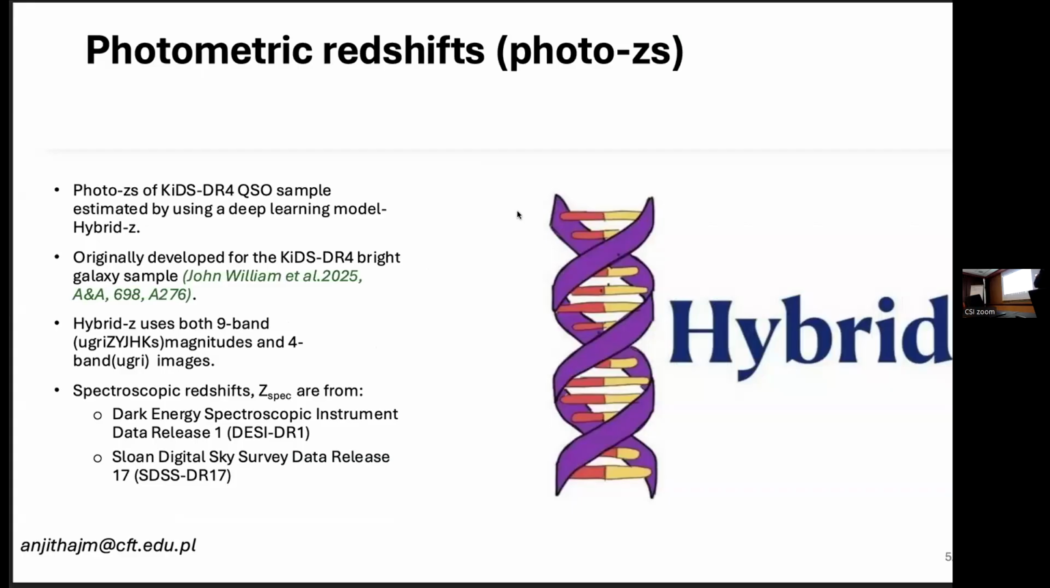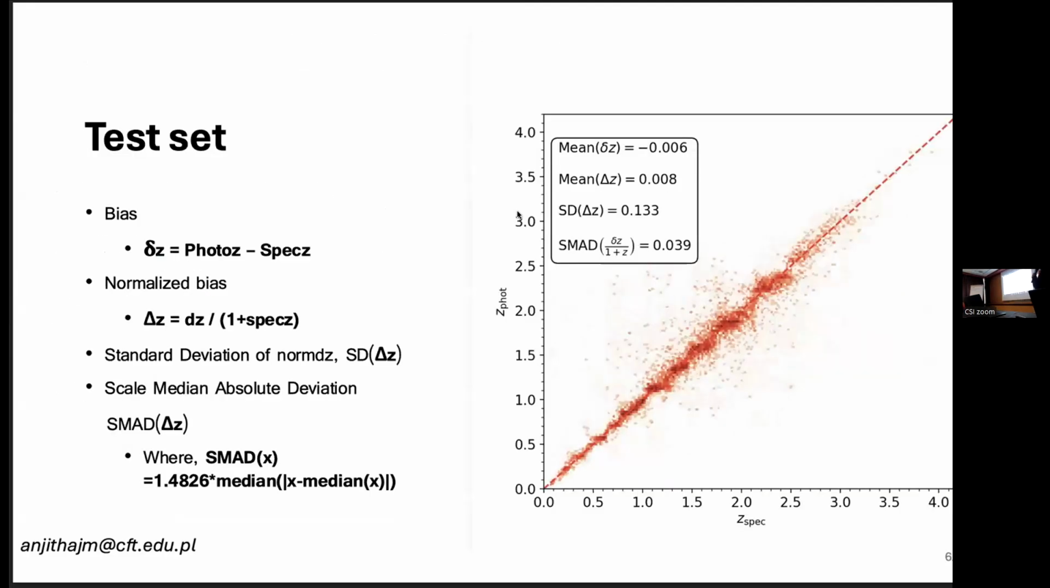To estimate photometric redshifts, we used Hybrid-z. This is a deep learning package originally developed for the KiDS DR4 bright galaxy sample. For more details about the model architecture and everything, feel free to check my paper. Hybrid-z uses both 9-band magnitudes and 4-band images. Then the model is trained on spectroscopic redshifts, obtained from the recent databases DESI DR1 and SDSS DR17. So Hybrid-z is trained and tested on this data.